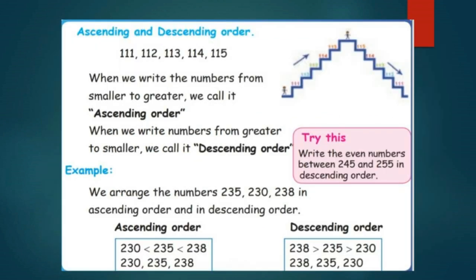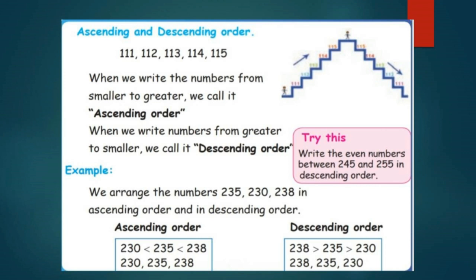Next side heading is ascending and descending order. Let us see the numbers 111, 112, 113, 114 and 115. When we write the numbers from smaller to greater, we call it ascending order. When we write numbers from greater to smaller, we call it descending order. Let us see a small example for ascending and descending order.